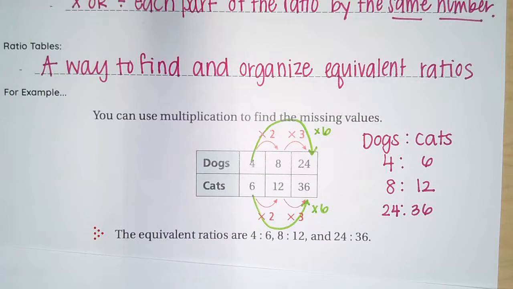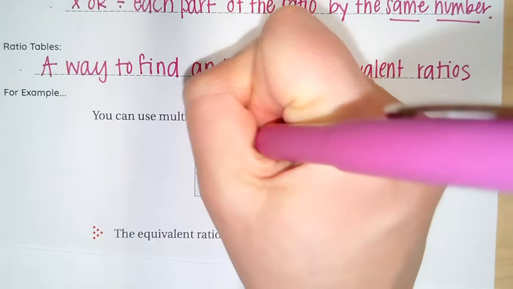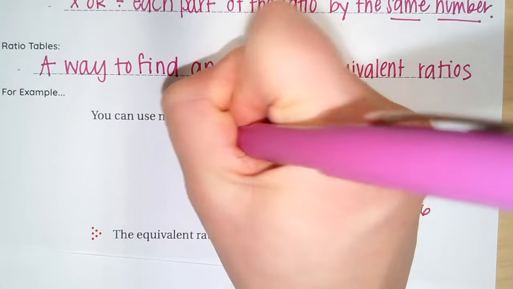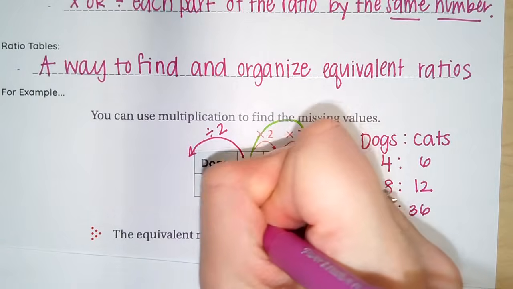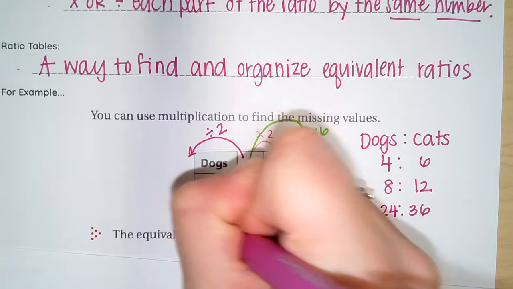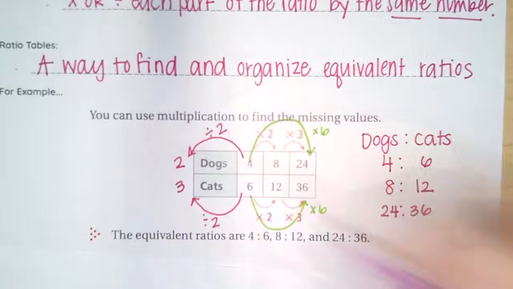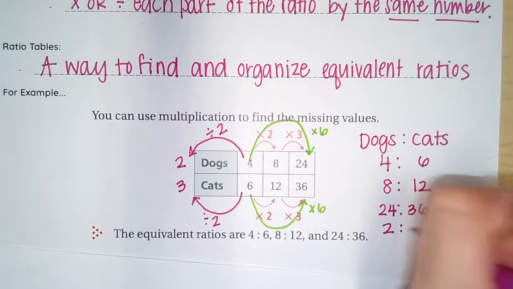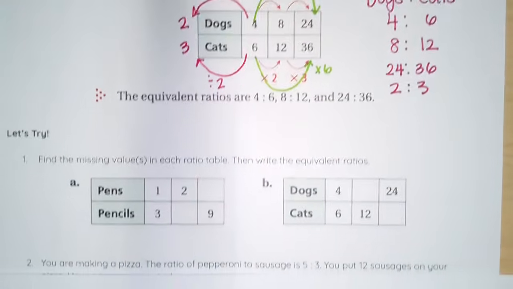The other thing that you could do is divide. So I can divide both 4 and 6 by 2. So let's go back here a little, make ourselves some room. If I divide both 4 and 6 by 2, 4 divided by 2 is 2, 6 divided by 2 is 3. So another equivalent ratio would be 2 to 3. So the amount of equivalent ratios can keep going depending on what we multiply or divide by. Let's take a look down here and try a couple of examples.